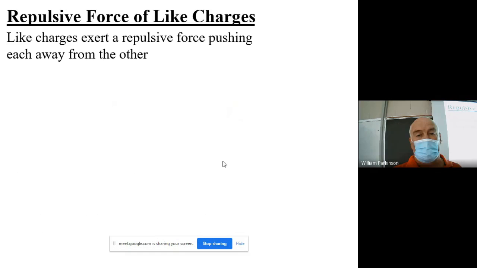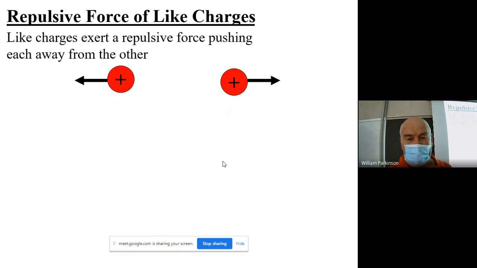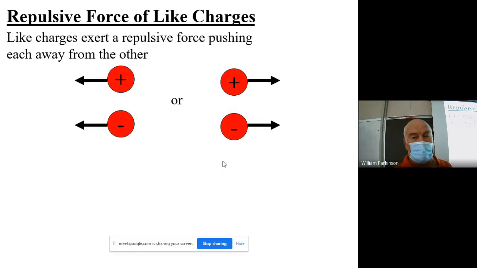Now, let's look at like charges. I can have two cases. I can have a plus to a plus or a minus to a minus. For the moment, folks, let's pretend that the top two dots don't feel the bottom two, and the bottom two don't feel the top two, because, of course, there should be an attraction. Those are opposite charges, so the top dot should be pulled towards the bottom, and the bottom should be pulled towards the top. Let's pretend they don't feel each other.